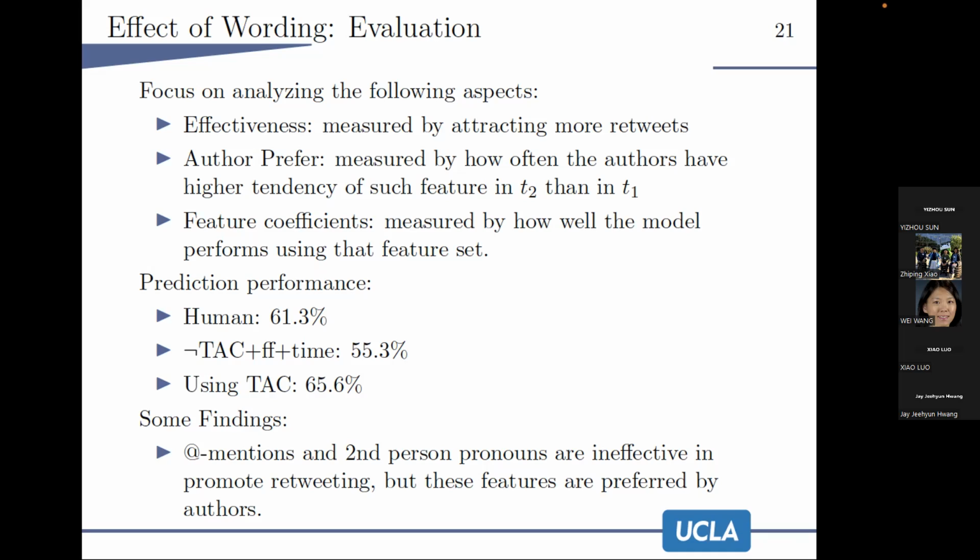because the way we understand it, there must be a reason why I post another tweet with the same URL after a while. Normally it's because I believe doing it this way is better. For example, I'm not satisfied with my previous wording or my previous outcome. I think this tweet deserves at least 10 likes and 10 retweets, but why does it only gain 2? There must be something wrong, so let me do it again. So the author preference is measured by how likely that feature appears more in T2 than in T1.